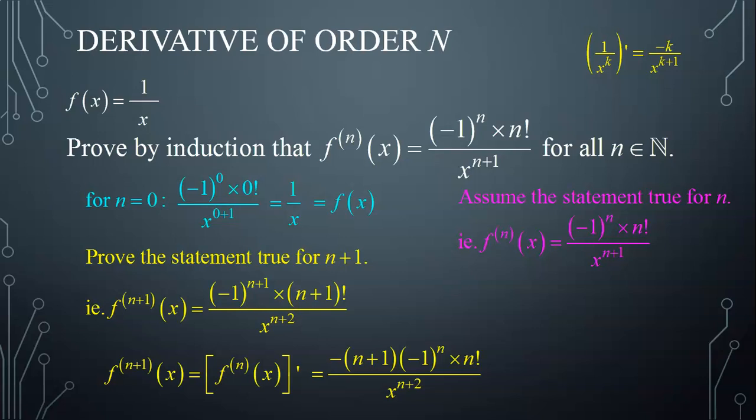Now rearranging the numerator, the negative times negative 1 to the n would in fact be negative 1 to the n plus 1. And the n factorial times n plus 1, as n plus 1 is the term that comes right after n, the product of n factorial and n plus 1 is in fact n plus 1 factorial. Consequently, I deduce that it is true for n plus 1, and therefore that expression I obtained is in fact the derivative of order n of the given function.